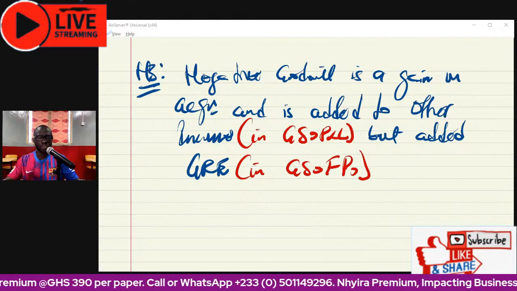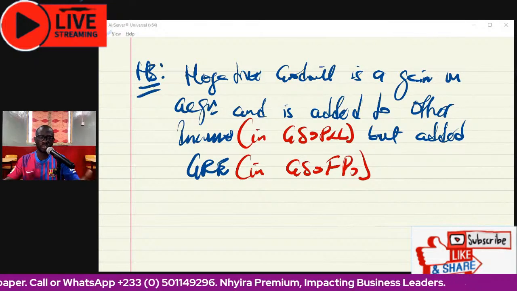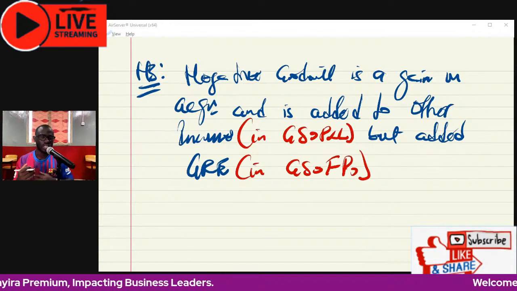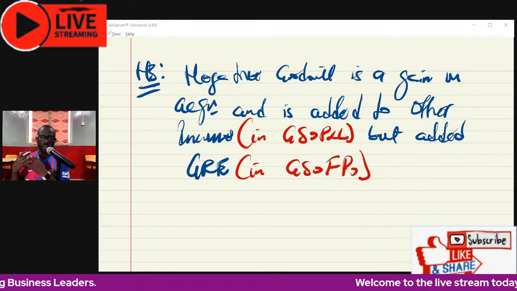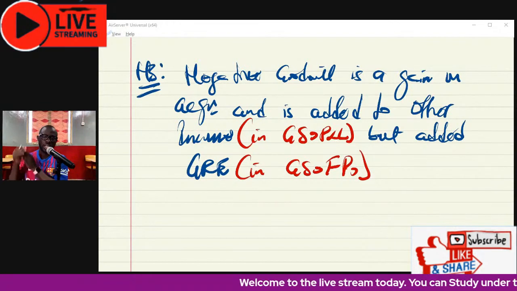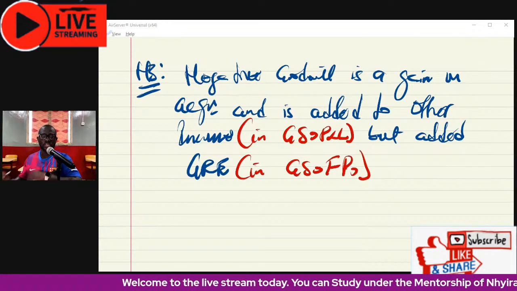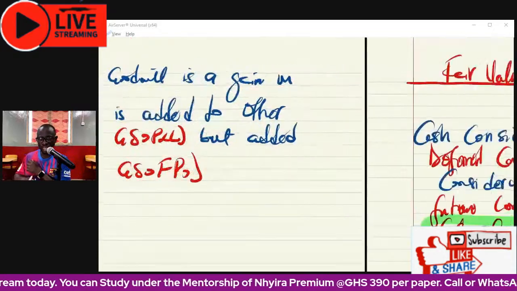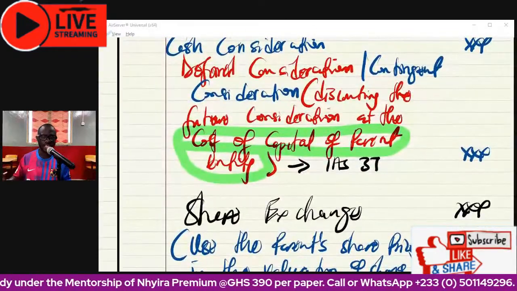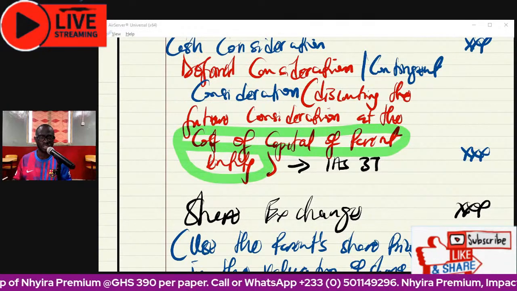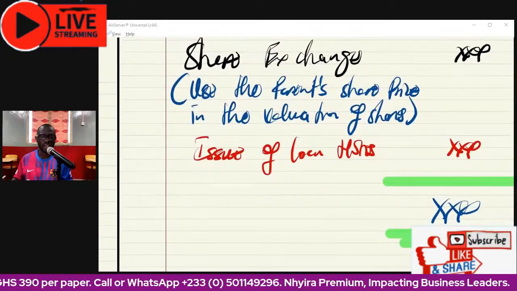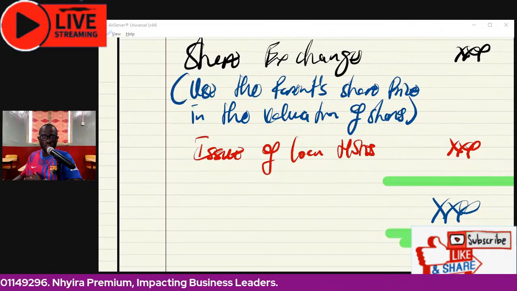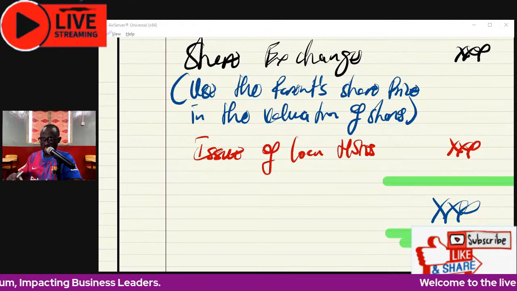Now, when there is a negative goodwill, we said that that negative goodwill is treated as profit on acquisition. And if we are preparing the consolidated statement of profit or loss, that will be added to other income. But when we are preparing the consolidated statement of financial position, that will be added to the group retained earnings or the consolidated retained earnings. And we saw some various standards that actually will be coming to play, like IAS 37 provisions, contingent liabilities, contingent assets, as well as IFRS 9 financial instruments, and how they are treated in the entity's books or on the face of the consolidated financial statement.